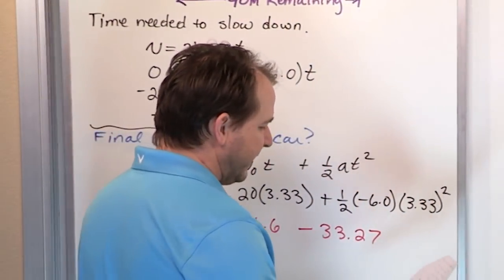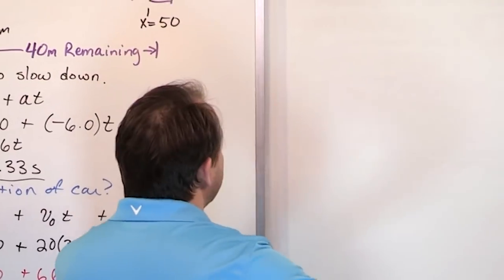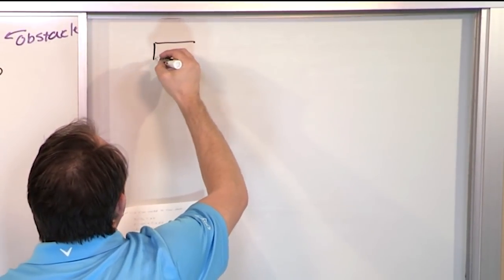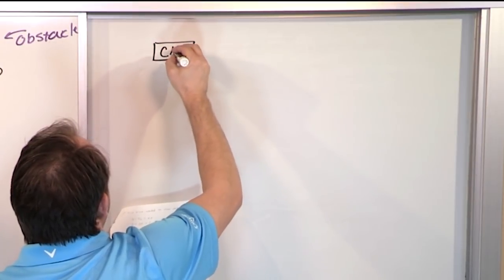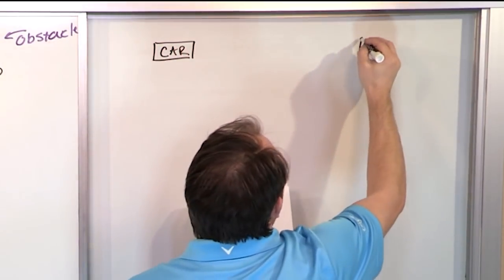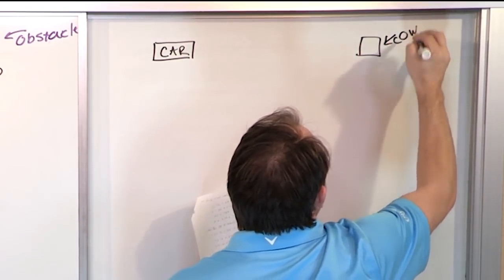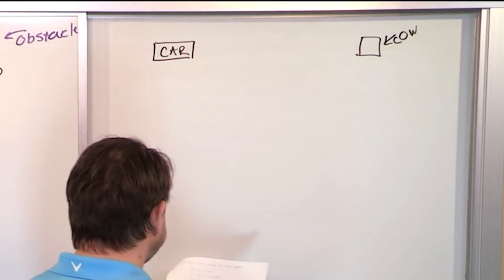In other words, it's easier to show with a drawing than it is to just talk about it. I can redefine the problem if I want, and I can say, all right, I have a new problem. It's different than the problem I had. I have a car, right? And I have an obstacle. Let's just call it a cow. We don't want to hit a cow, right?